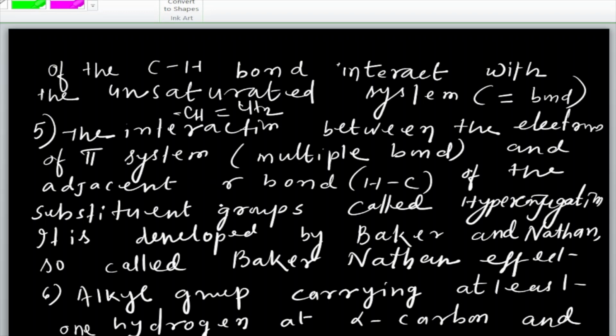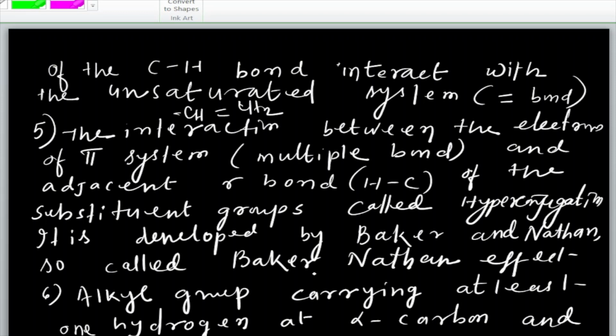That means the reaction between the electron of the pi system here, this one, and the sigma bond of the adjacent carbon, this one. It is called hyperconjugation. Hyperconjugation was developed by Baker and Nathan, so it is called the Baker-Nathan effect. Then the question is how it proceeds. What is the nature of the hyperconjugation?